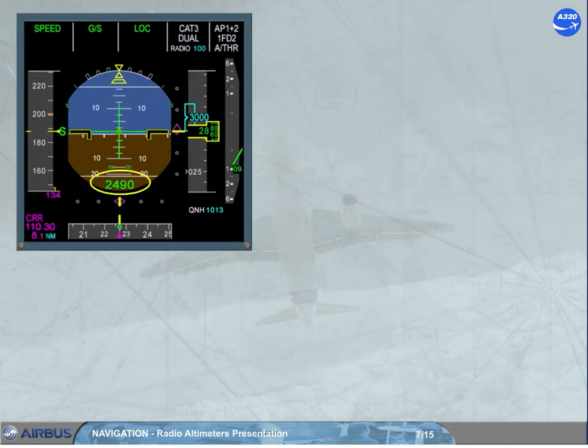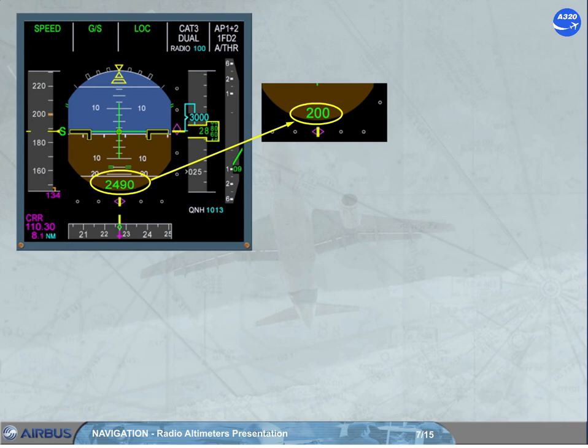When RA height is displayed, it appears in green, down to DH plus 100, if a radio altitude DH value has been entered on the MCDU performance approach page for precision approach, or down to 400, if no DH value has been entered, or both FMGCs have failed.